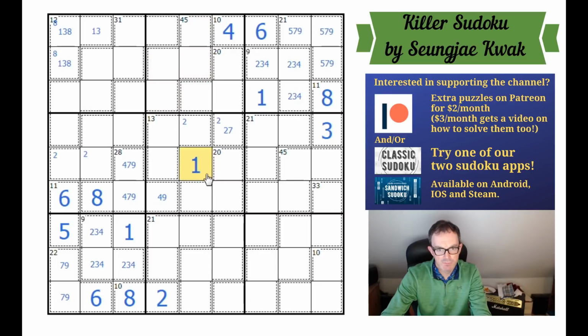Ah, the ones, look. There must be a 1 in one of those squares. There's a 1 in one of these squares as well. Down here, you can't put a 1 in the 21 cage. So there's a 1 there. 1's here. Ah, hang on. So we've got a funny arrangement of 1's in the grid.